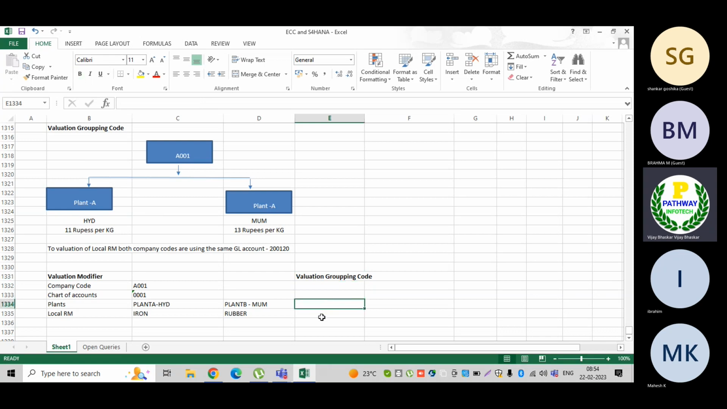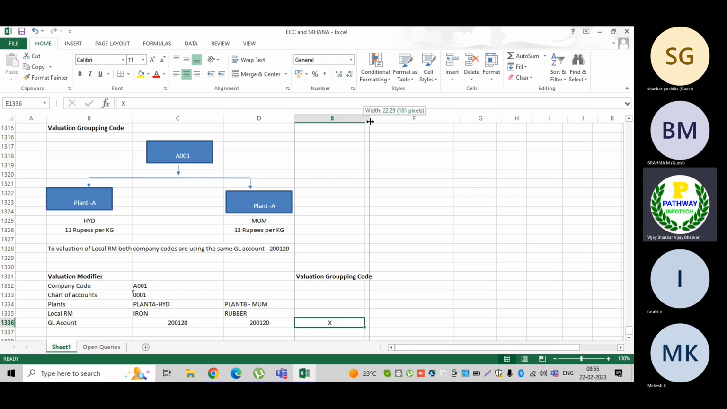So for these two plants, let us assume I mention the GL account 200120. For this one also I want to follow the same GL account. Then at valuation time, for the valuation grouping code, I will give X. So X means that for these two plants, the business transaction should hit the same GL account. So the valuation grouping code I mention is X here.